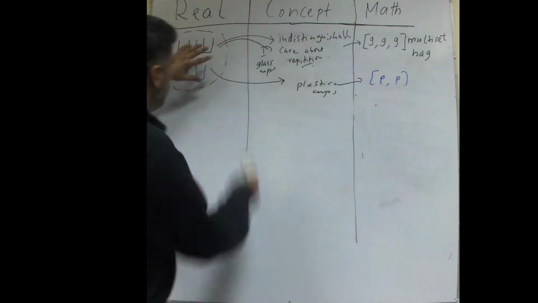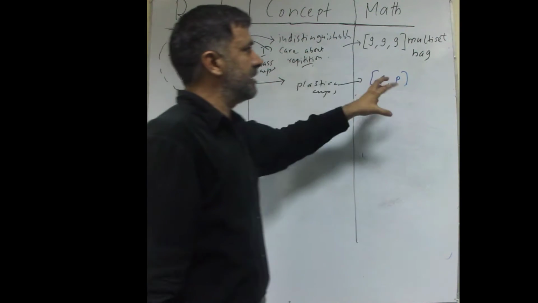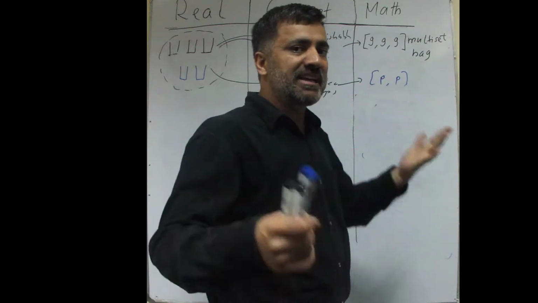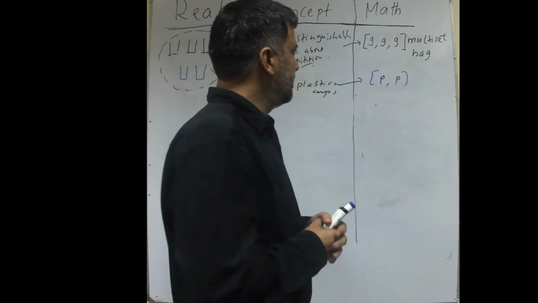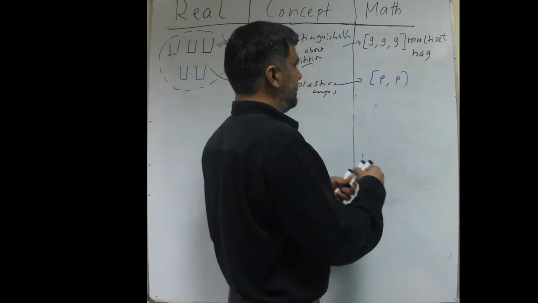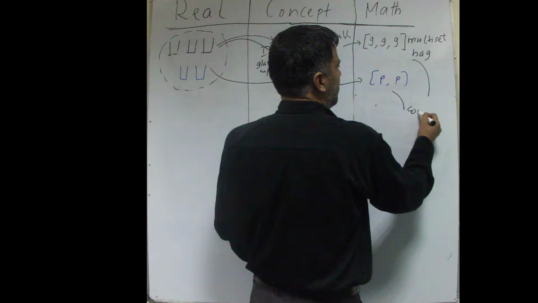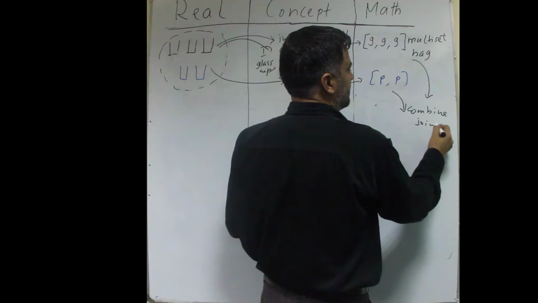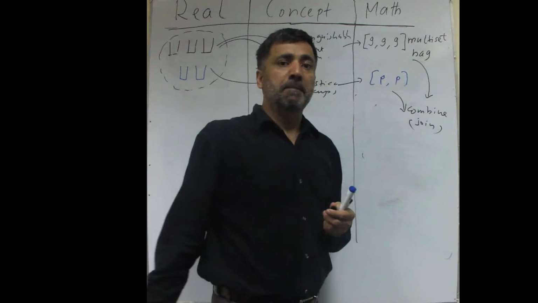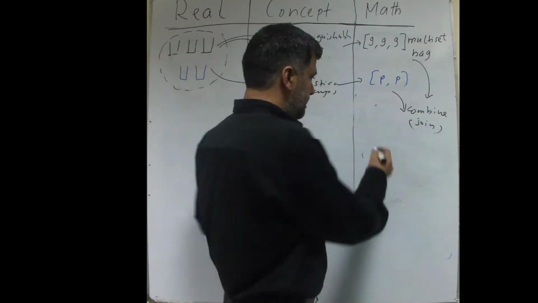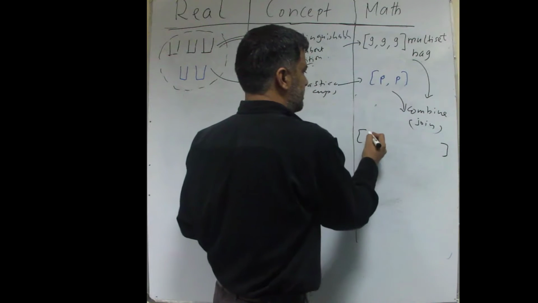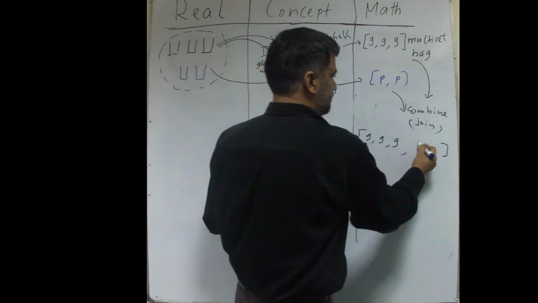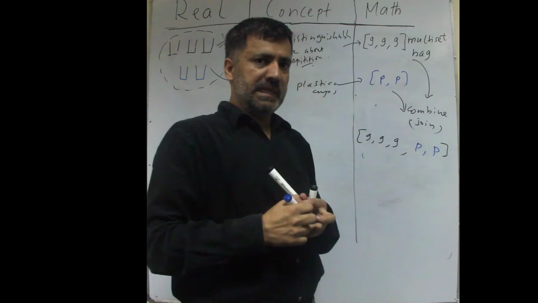Now I need to pack this in the real world. In the mathematical world, I will combine these 2 mathematical objects. That combination will give me addition. So if I take these 2 and I combine them, or I can also say join. I join these 2 multi-sets. Now I have a new multi-set, a multi-set which has all the G's and all the P's.